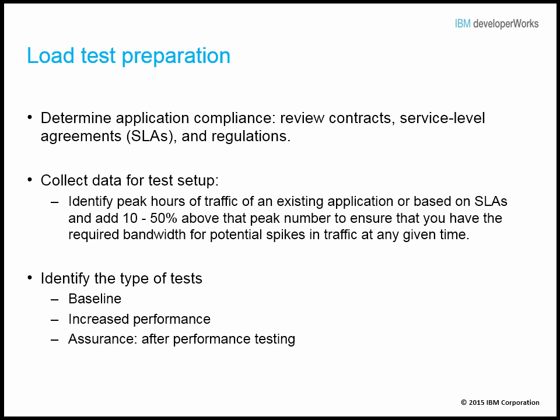First, identify the tests that need to be performed. Steps in load test iterations are: the first test will be used as a baseline for performance, the second test is to evaluate if you can increase performance, and the third test is used to tweak and assure there are no issues. Using historical projected data, identify peak hours of traffic of an existing application or based on SLAs, and add 10 to 50% above the peak number to ensure that you have the required bandwidth for potential spikes in traffic at any given time.